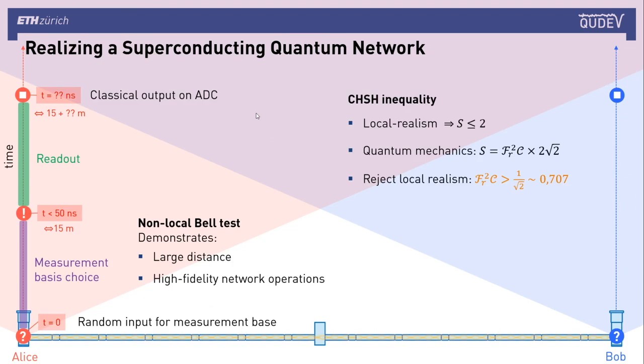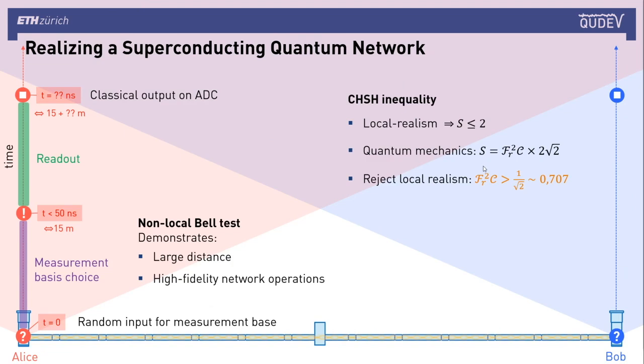Local realism restricts the CHSH value, a statistic estimated from the inputs and outputs of the Bell test, to S being below 2, while quantum mechanics predicts that for the type of states which we generate, S is 2√2 times a prefactor, which is the readout fidelity squared times the concurrence of our entangled state. Therefore, local realism can be rejected as soon as this prefactor is above about 71%.